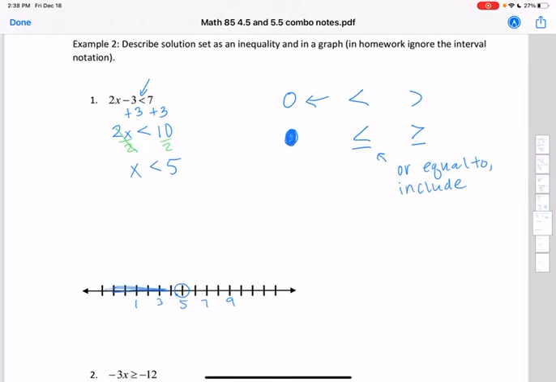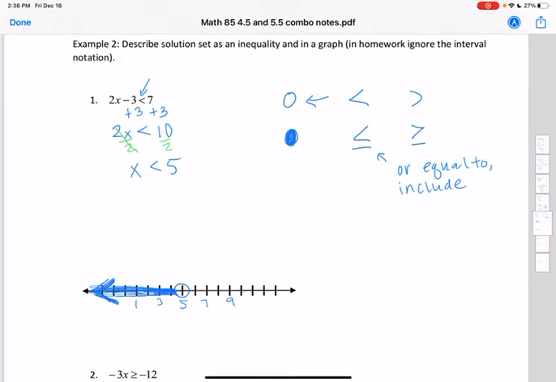So this entire side over here, you just make a nice big thick line like this and put a giant arrow on it. That means everything in that shaded part is true. Like 1 is less than 5, 0 is less than 5. All of the negative numbers are less than 5. Okay, I think that looks good for that one.